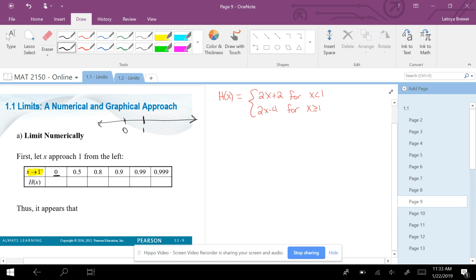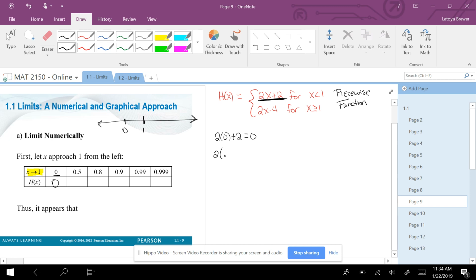So what they're doing is they are taking values and substituting them into the function. Now you got to keep in mind, this is what we call a piecewise function. When you go to substitute into this function, you've got to make sure you substitute into the correct piece. If I'm substituting 0 or anything less than 1 into this function, I've got to use the 2x plus 2. So for all of these, from 0 to 0.999, I'm going to substitute into that 2x plus 2. So I have 2 times 0 plus 2, which gives me 2.